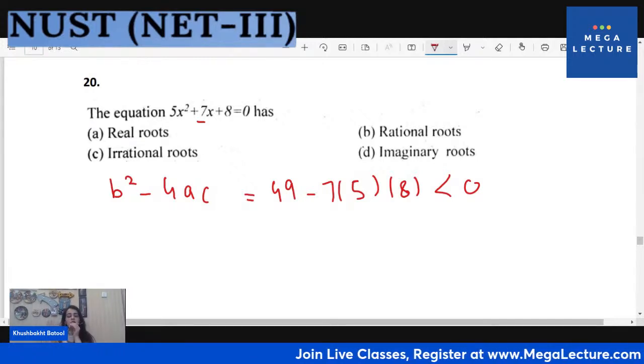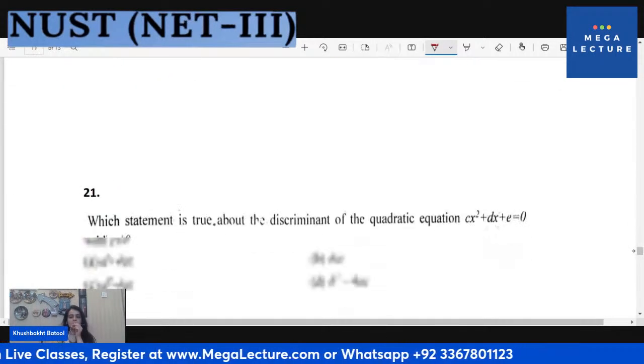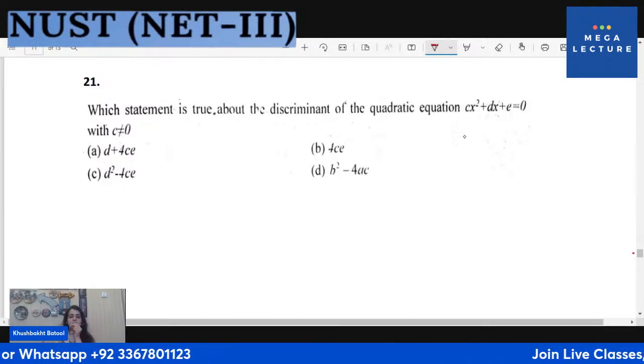Your answer is a complex answer, so it would be imaginary roots. It would be T. All right, let's talk about the next one. Which statement is true about the discriminant of the quadratic equation?